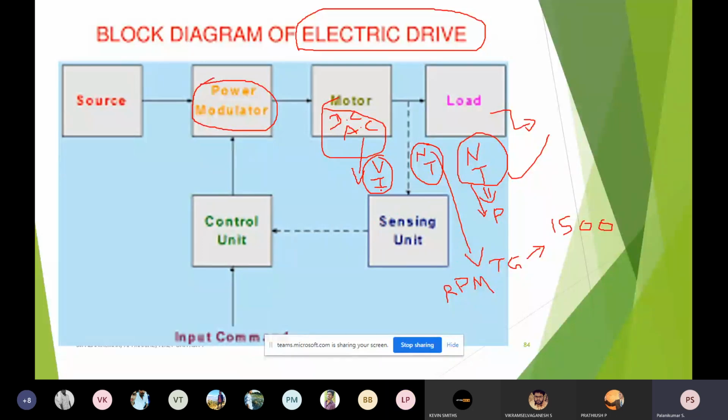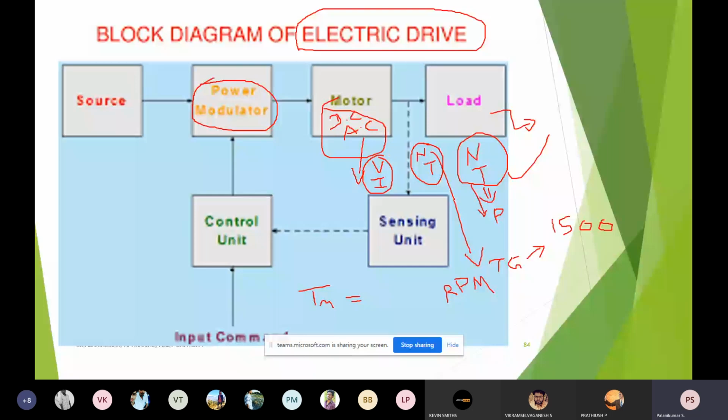Likewise, the current the motor is drawing from the power modulator, and at what voltage. From these two pieces of information, one can very easily calculate the motor torque, how much it is produced. So these are all the sensing units. The sensing unit is nothing but a number of sensors. Each sensor is dedicatedly provided in the sensing unit for continuous monitoring of certain parameters. So what are the maximum possible parameters? Four parameters are the maximum possible.